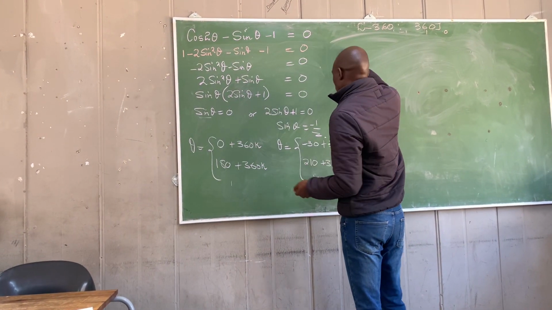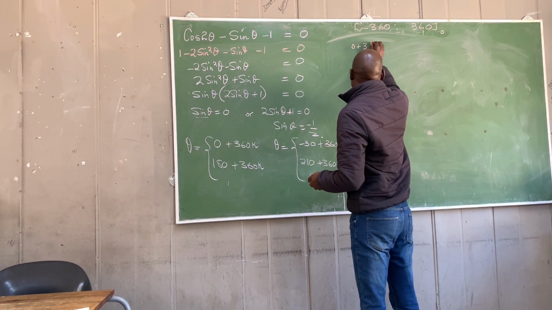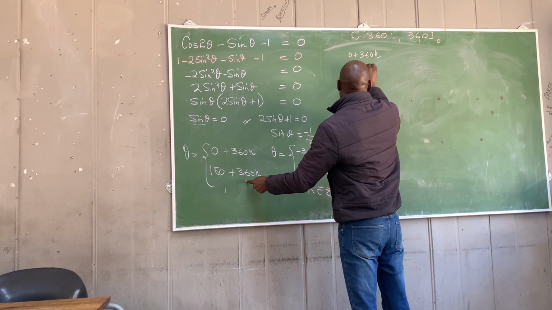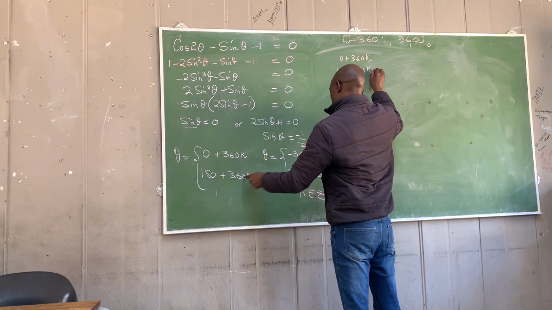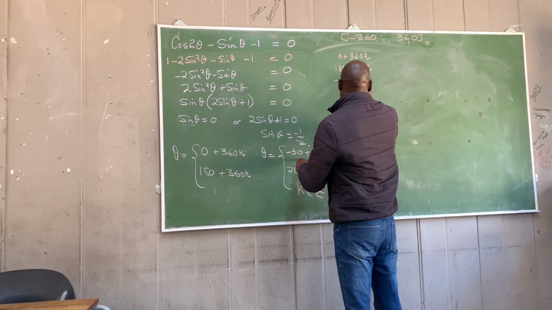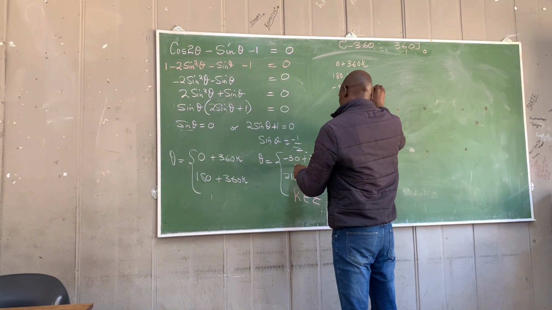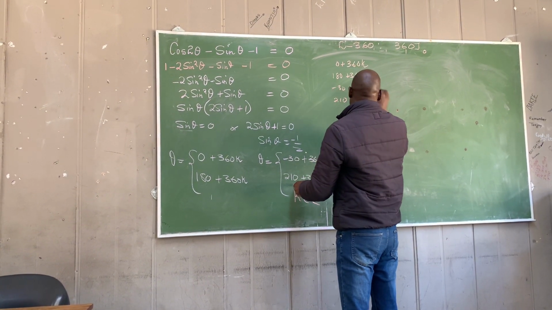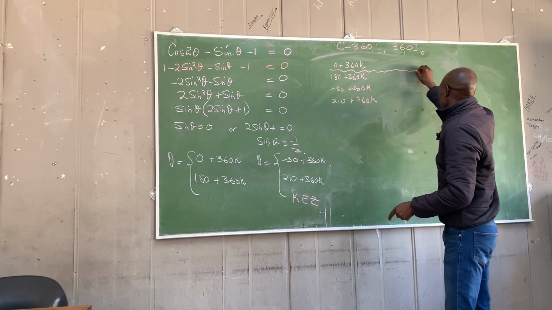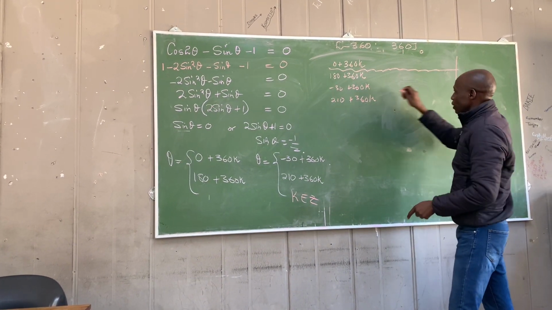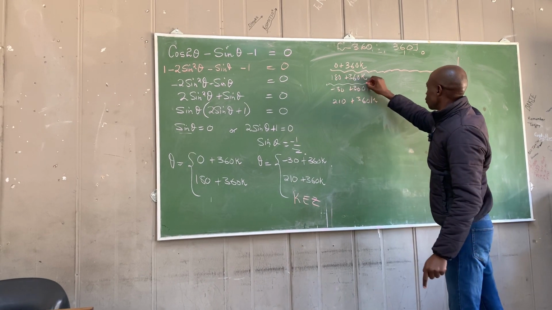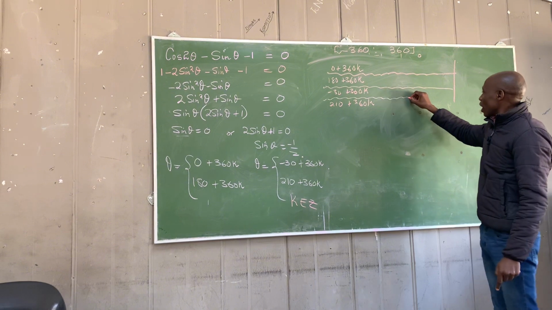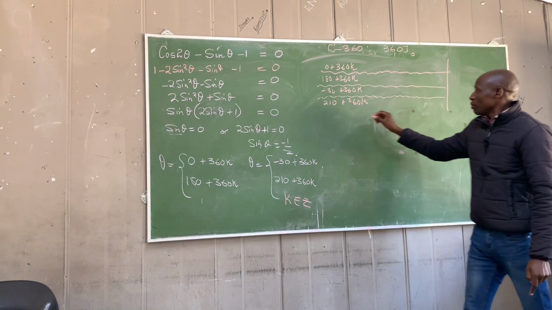For instance, the first one is 0 plus 360k. The next one is 180 plus 360k. The next one is minus 30 plus 360k. Then the last one is 210 plus 360k. And then you check your domain. This one is stretching from minus 360 to 360. So values of k, -1, 0, and 1 can be feasible.